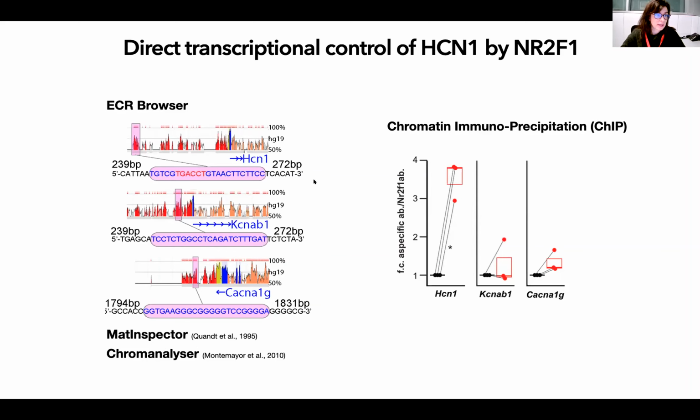In order to validate whether NR2F1 was indeed directly regulating the expression of HCN1 and other factors, we did a chromatin immunoprecipitation, which resulted in a positive pull-down of the HCN1 promoter, indicating that NR2F1 is indeed directly regulating HCN1, but not the other possible ion channel candidates.